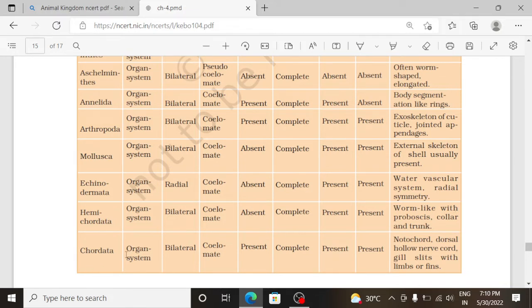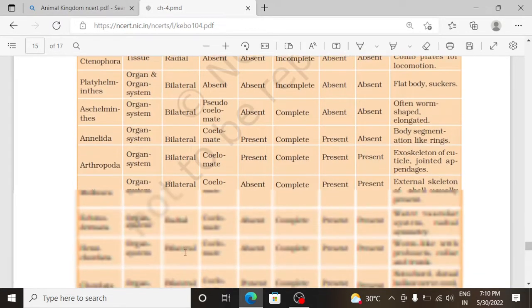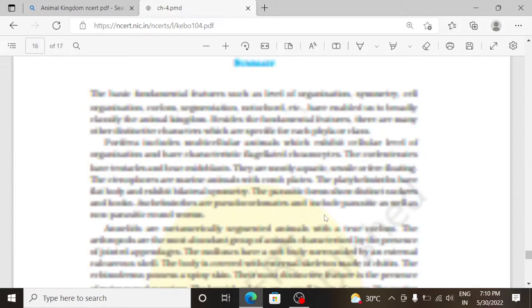Chordata, level of organization organ system, and symmetry is bilateral. Coelom is coelomate, and segmentation is present. Digestive system is complete. Circulatory system is present, and respiratory system is present. And its distinctive feature is notochord, dorsal hollow nerve cord, gill slits with limbs and fins.